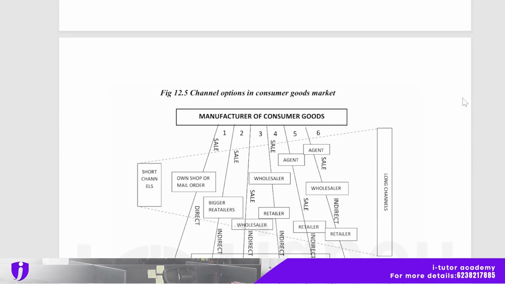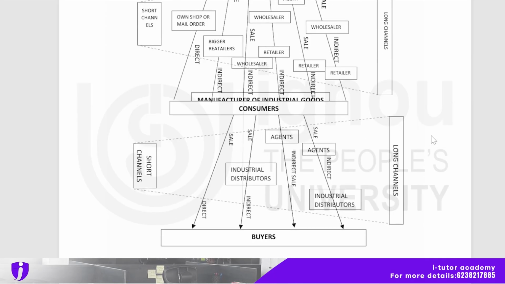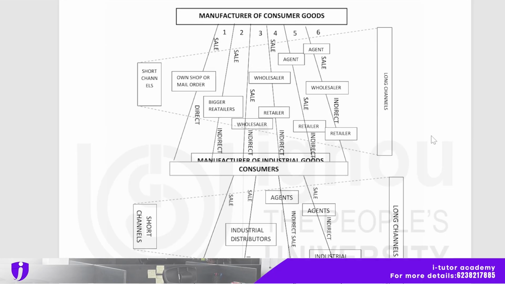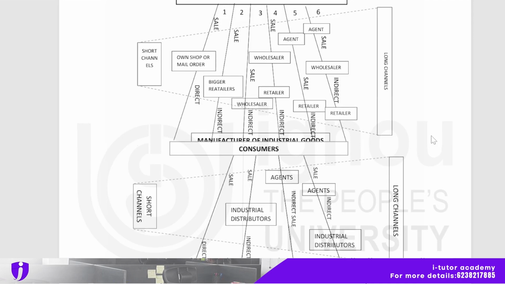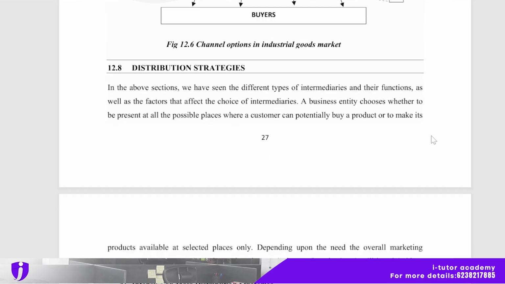So here is channel options in consumer goods. Manufacturer of consumer goods, consumers are there, and these are the channels in between. And buyers are there, long channels are there, short channels are there. In both cases, manufacturer of consumer goods to consumer, there are short channels and long channels also. In between there is on-shop or mail order. And the bigger retailers, wholesalers are there, retailers are there, agents are there. So you just go through this flow chart, it will be more clear for you. Channel options in industrial goods and market.